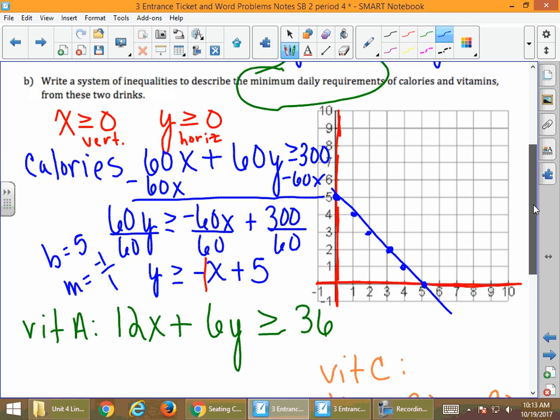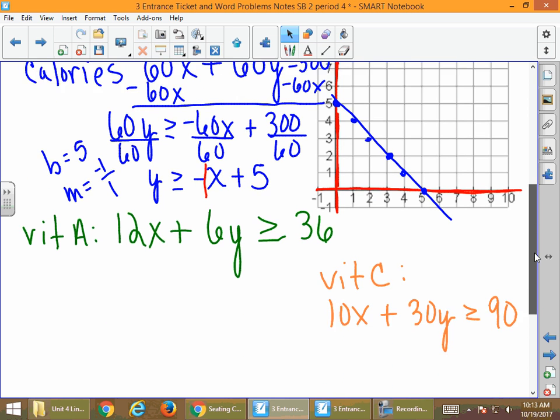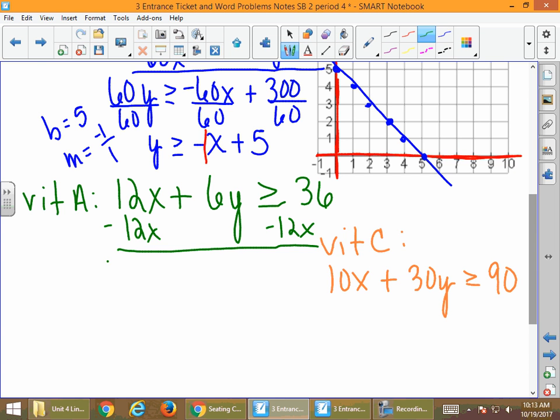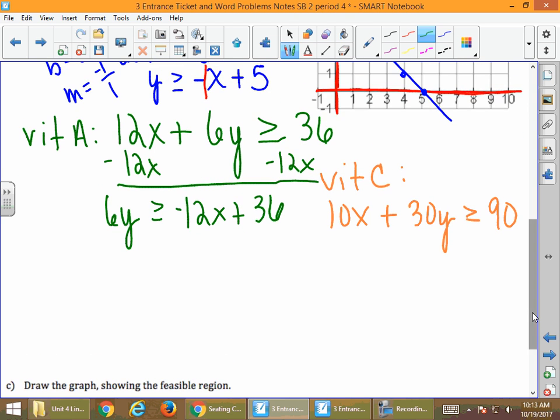And we're going to go through that process again with our green inequality for the vitamin A. We need to put this into slope-intercept form. We're going to subtract 12x from both sides. And we get 6y is greater than or equal to negative 12x plus 36. Divide both sides by 6. And when we do, we get y is greater than or equal to negative 2x plus 6.